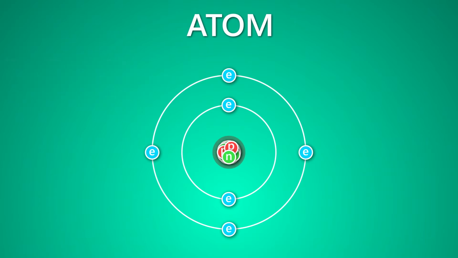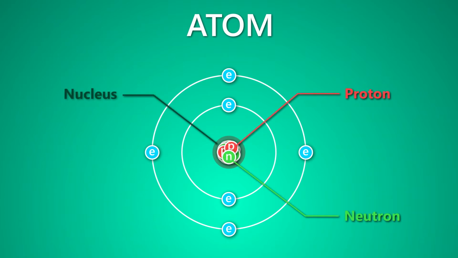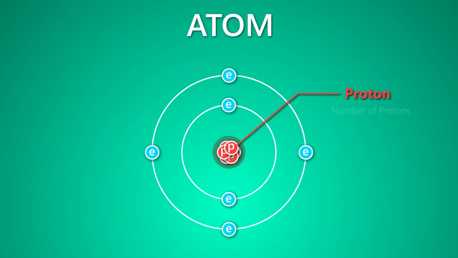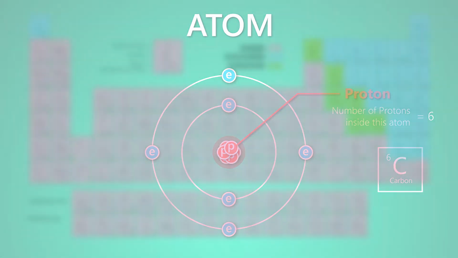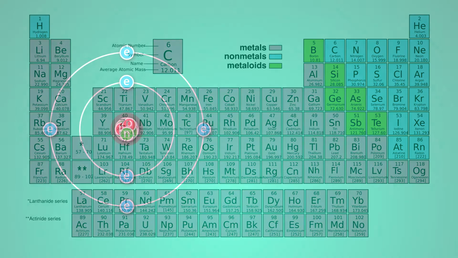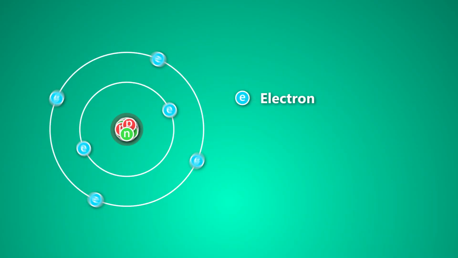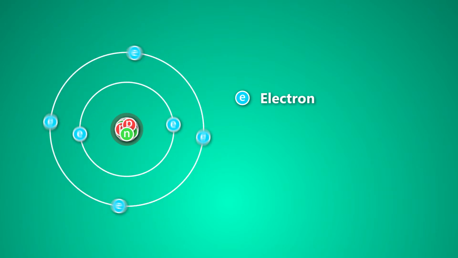Inside the atom, there are protons and neutrons, which form the nucleus at the center of the atom. The number of protons inside an atom is unique for one type of atom. There are many types of atoms, 118 to be exact, which you can find in a periodic table. The nucleus is surrounded by electrons that orbit around it.